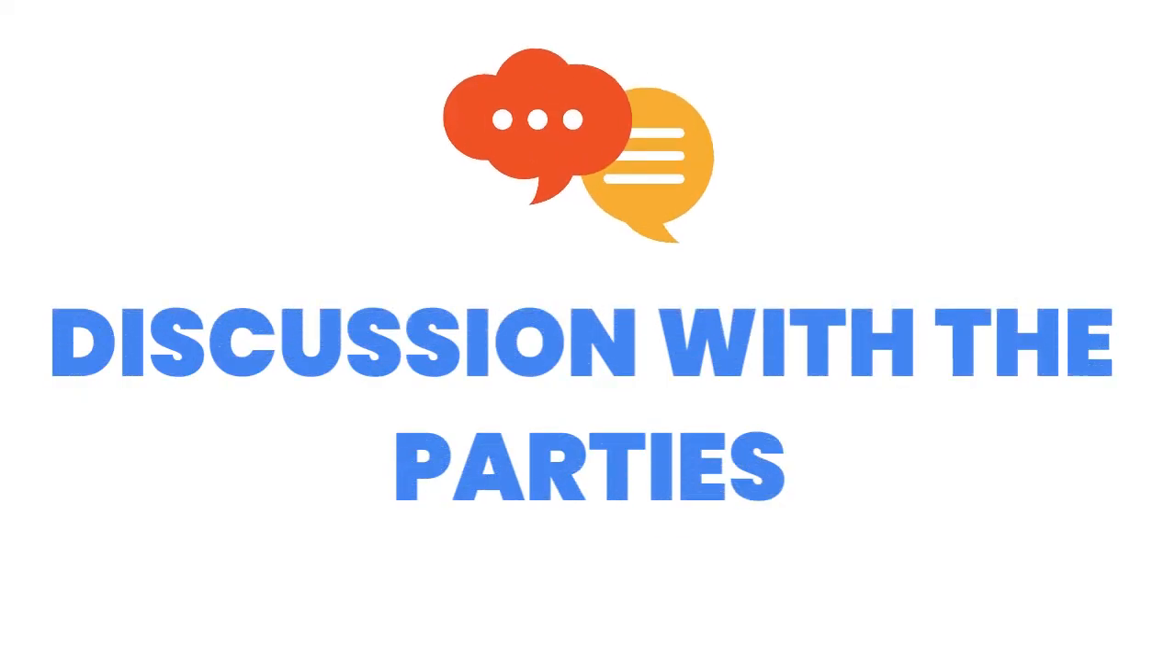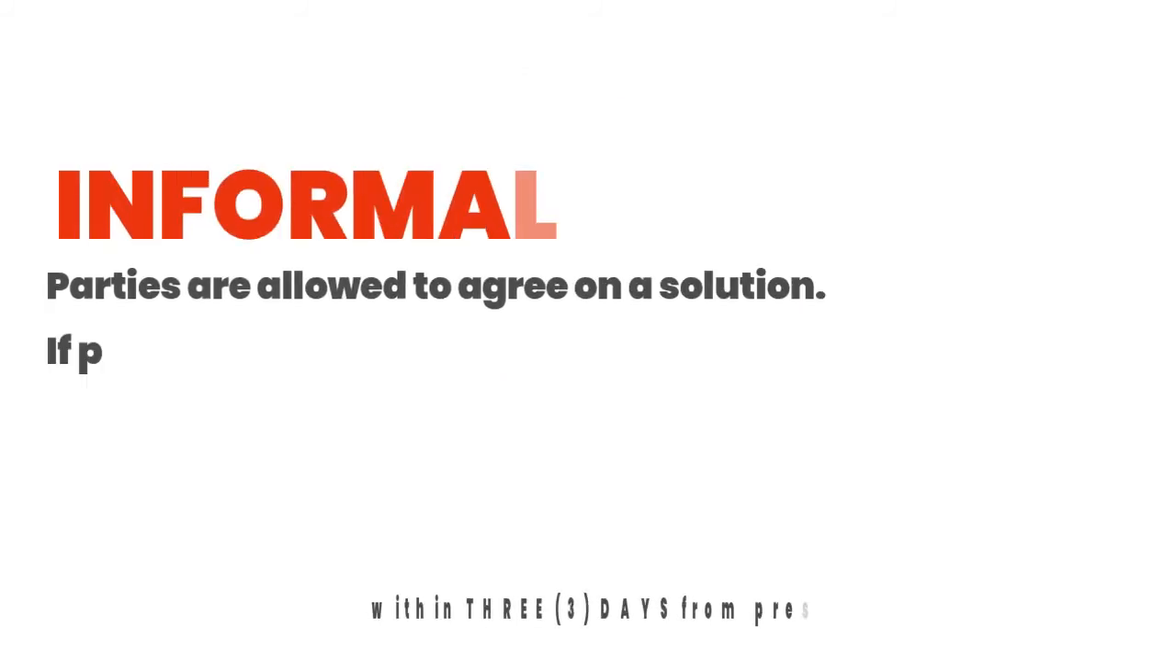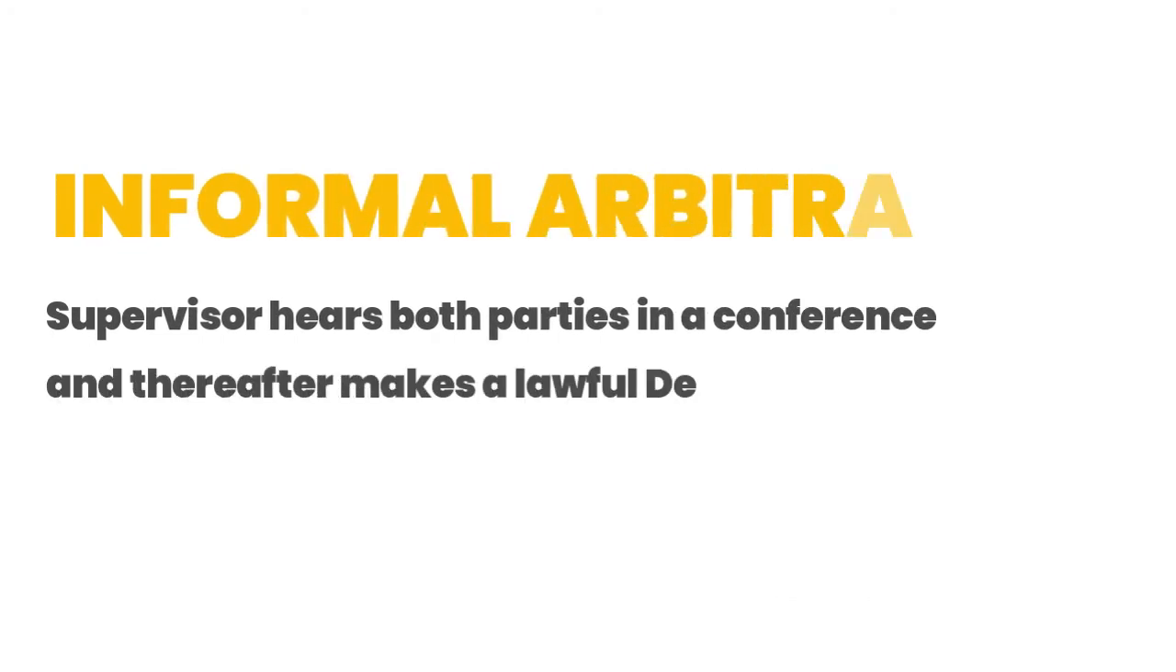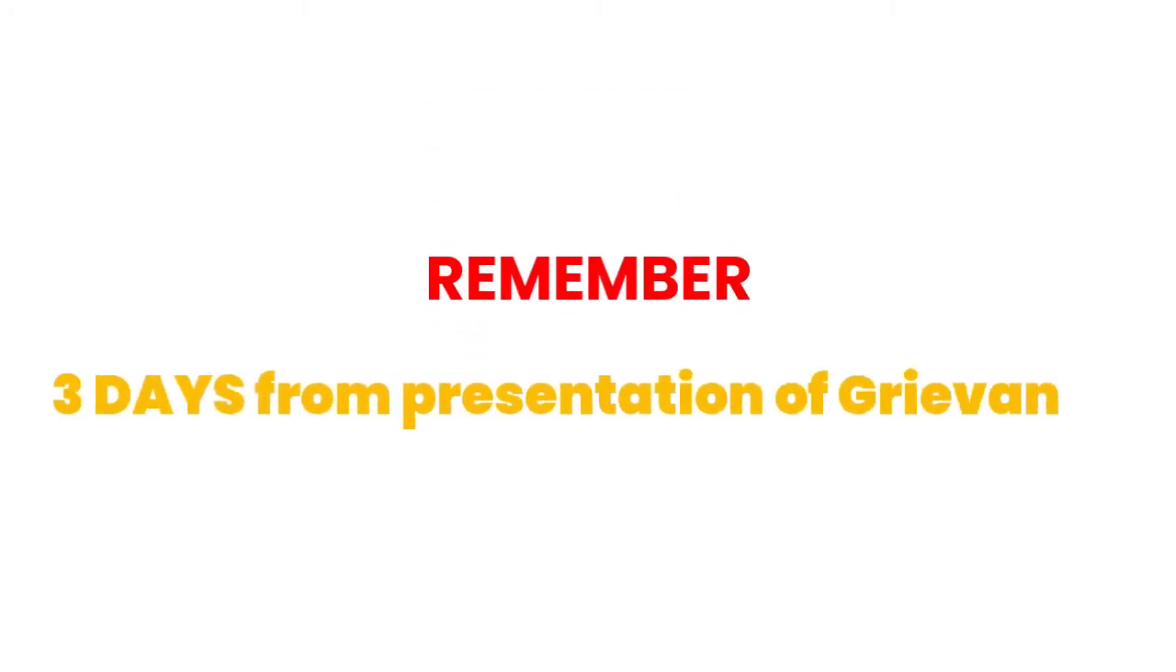In the conduct of discussion of the parties, the nature of this initiative is similar with an informal mediation where parties are allowed to agree on a solution. If parties agree, the supervisor shall make a decision based thereon, or an informal arbitration where the supervisor hears both parties in a conference and thereafter makes a lawful decision on his or her own. This stage must be undertaken within 3 days from the presentation of the grievance.